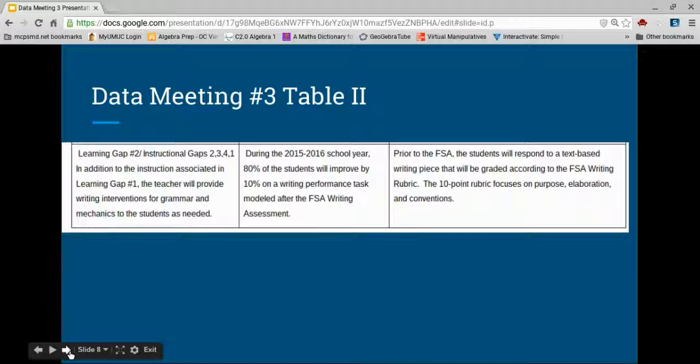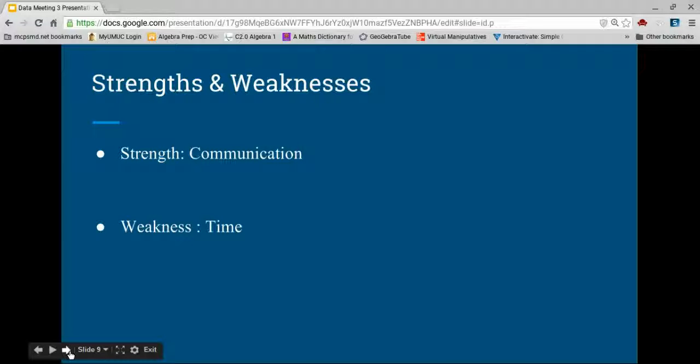It is important to note that even though we focused on the FSA data, we continually kept in mind the cross-curricular aspects, in that we all teach different subjects. We've determined that all of our students would benefit from additional writing instruction, regardless of the content or grade level that we teach. In general, our third meeting went very well.